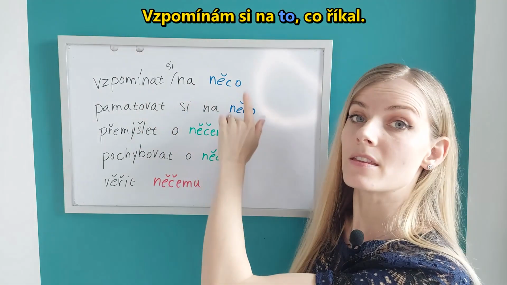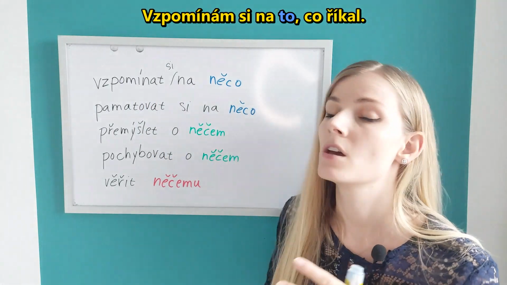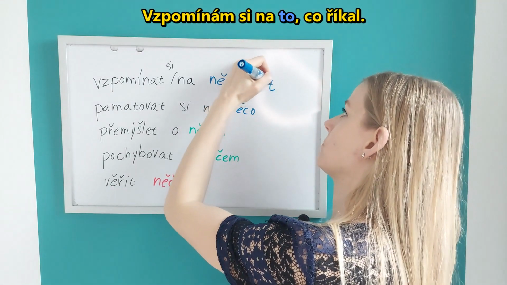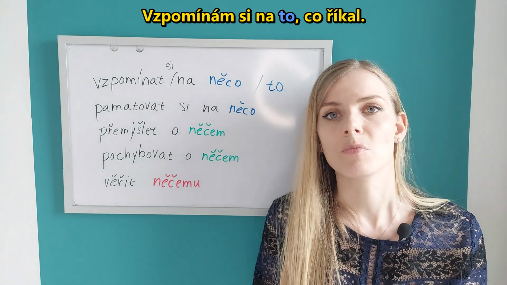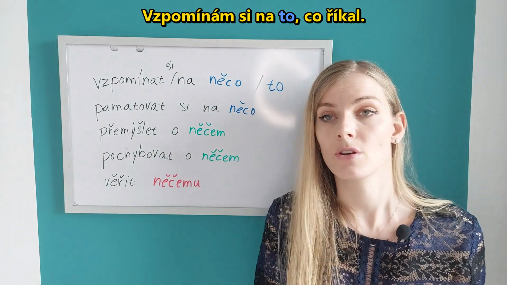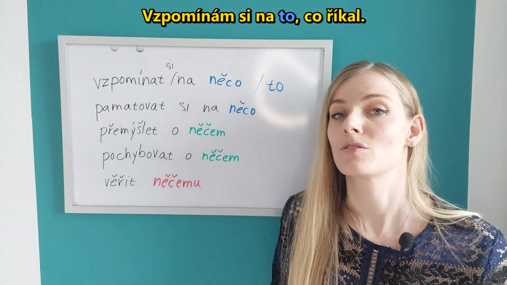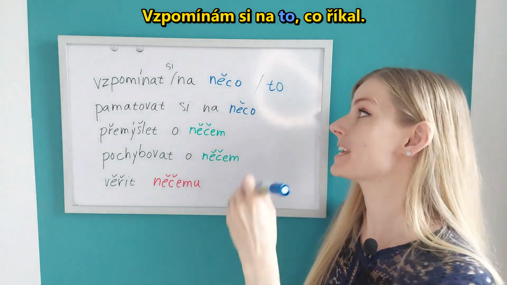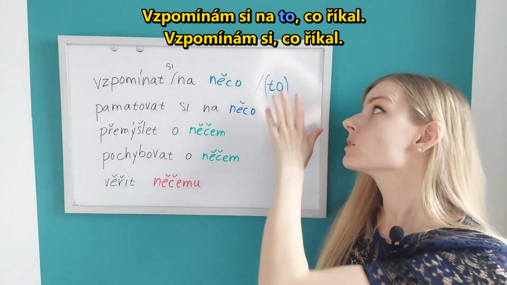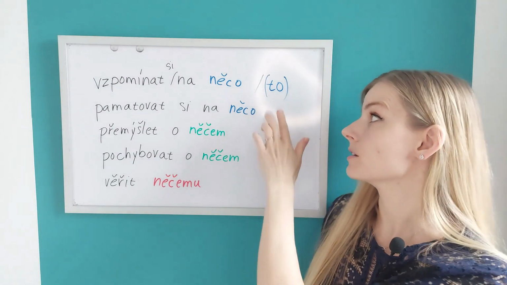Vzpomínat si na takes the accusative. So you either have that particular object in the accusative case, or you can also use a demonstrative pronoun. In this case, it would be to plus the rest of the sentence. So, I remember what he said. Vzpomínám si na to, co říkal. You cannot translate this really. I remember that what he said doesn't make sense. So we don't translate it. And also we can leave this one out because it makes sense without it. Vzpomínám si, co říkal. The message of the sentence is clear if we leave this out.